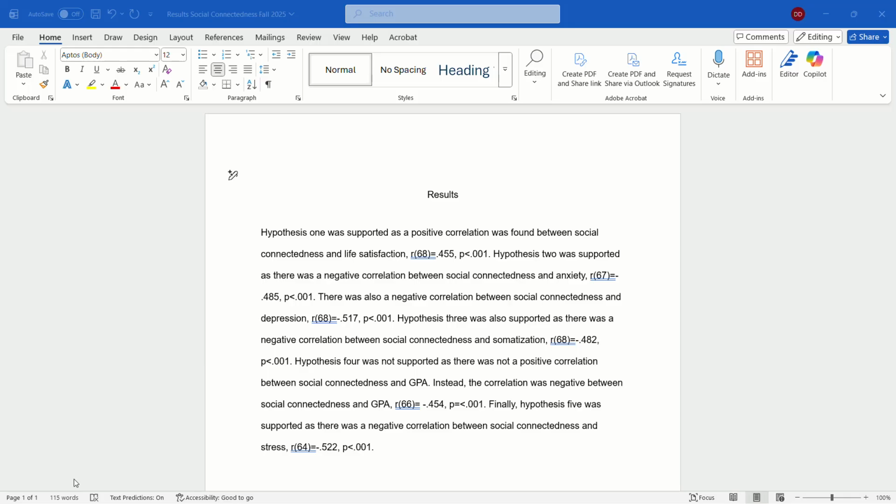Hypothesis 4 was not supported as there was not a positive correlation between social connectedness and GPA. Instead, the correlation was negative between social connectedness and GPA, negative 0.454. So that was opposite of what we thought. We thought as social connectedness increased, that GPA would increase, and it looks like as social connectedness increases, GPA goes down, ironically enough. Finally, hypothesis 5 was supported as there was a negative correlation between social connectedness and stress, negative 0.522.